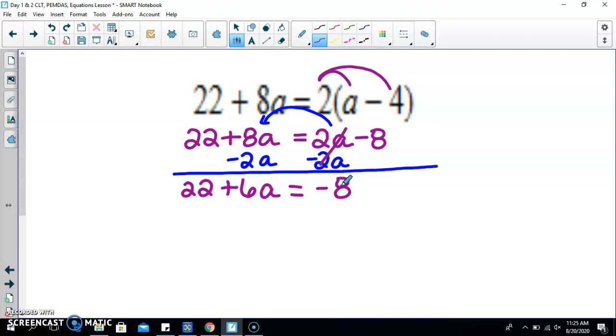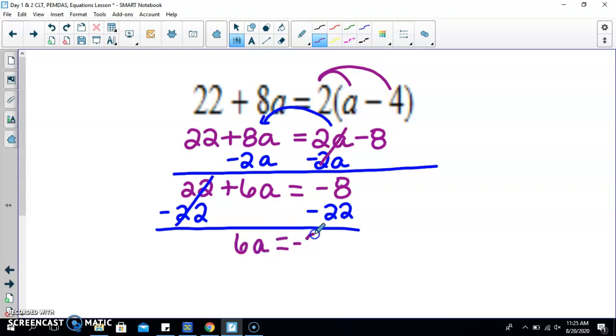And then again from here, you're back to your basic two-step equation. You're going to be subtracting 22 from both sides. And that leaves me with 6a is equal to negative 30. And then we're going to divide by 6. And so we're left with a equals, a negative divided by a positive is a negative.